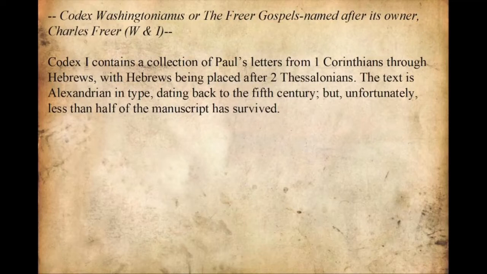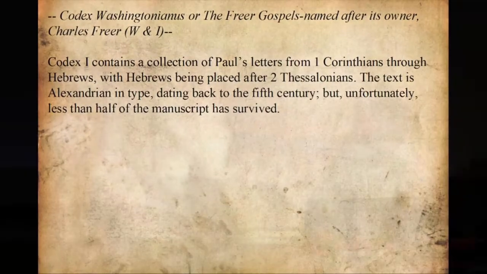Codex, these are two manuscripts we're talking about here, both owned by Charles Freer. Codex Washingtonianus, and these two manuscripts are also designated as W and I. Codex I contains a collection of Paul's letters from 1 Corinthians through Hebrews, with Hebrews being placed after 2 Thessalonians. The text is Alexandrian in type, dating back to the 5th century, but unfortunately, less than half of the manuscript has survived.